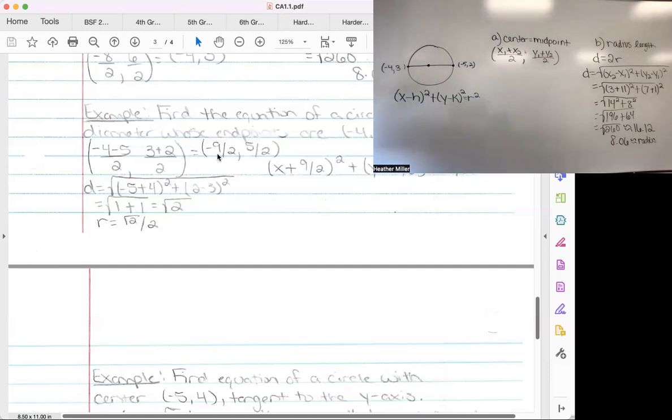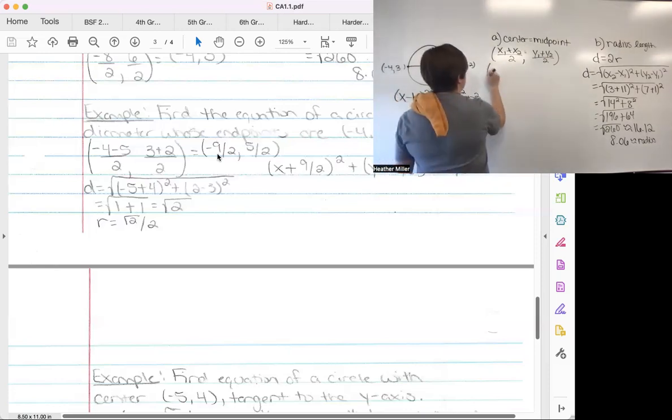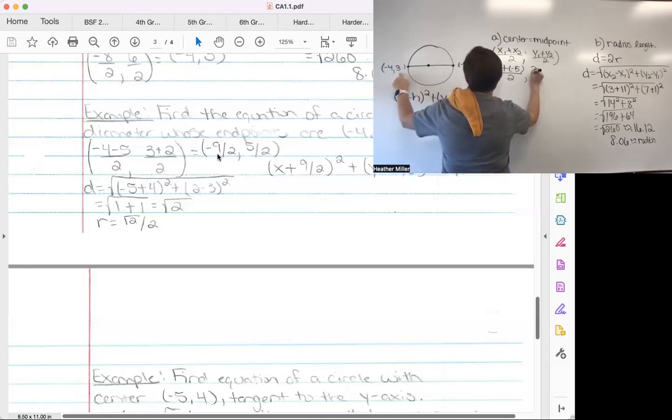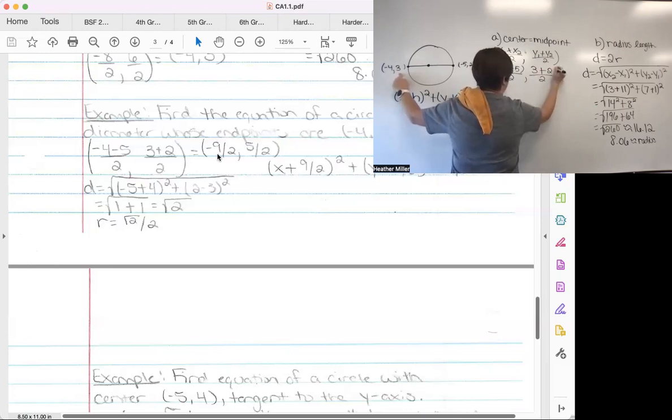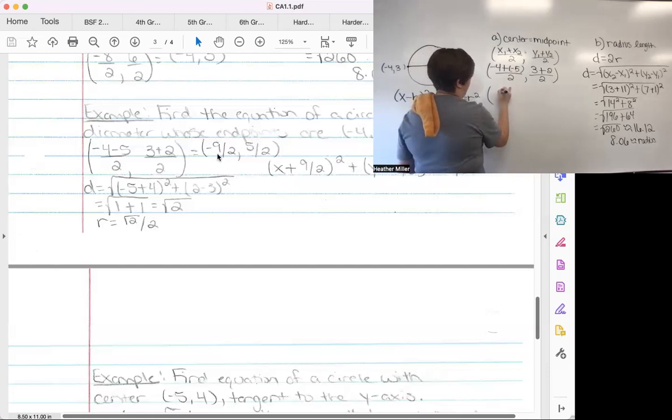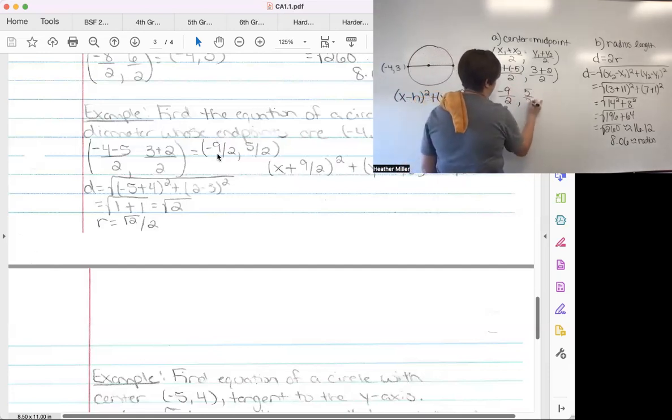Because if we have the two endpoints of our diameter again, then to find the center, I've got to find the midpoint. So x1, let's say that's -4, plus x2, which is -5, all over 2, y1, which is 3, plus y2, which is 2, all over 2, and we get -4 minus 5, which is -9 over 2, and 5 over 2.